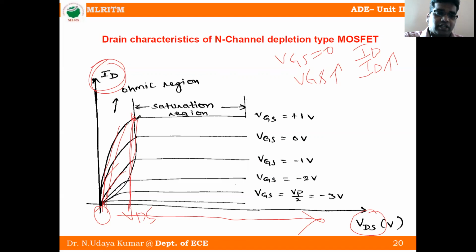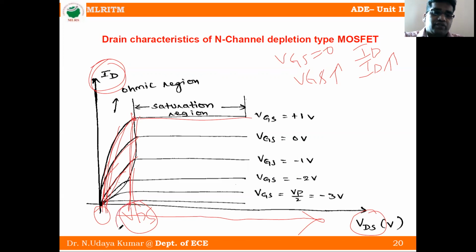It is not increased. Up to this point ID increases. After this point ID is constant. ID is constant at a certain value of VDS. So this is the certain value of VDS, called the pinch off voltage.